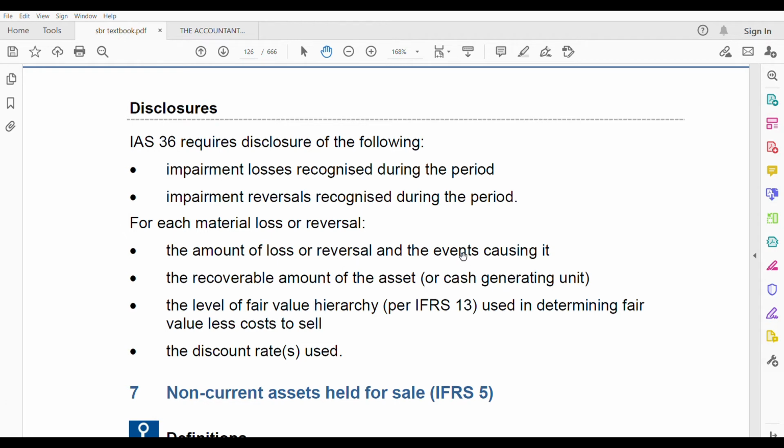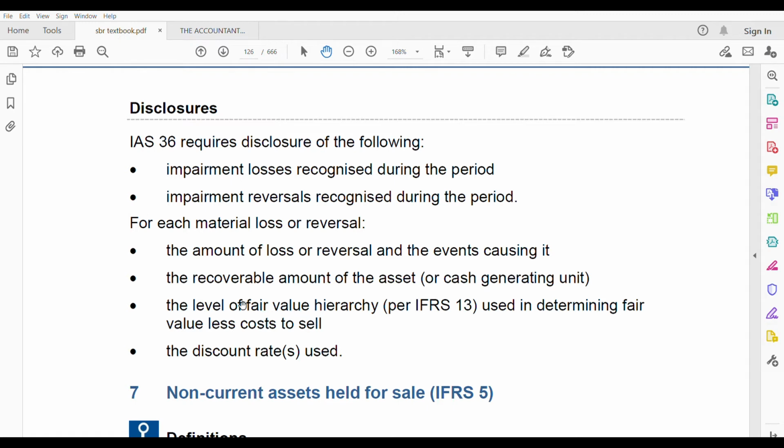Also the event you need to write. You might write that because of technology, because so many things are there, the demand for the product went down. Then the recoverable amount of the asset or cash generating unit. It might be of the asset or the recoverable amount of a cash generating unit. You need to disclose. The discount rate used also, because remember for value in use, you need to discount it.